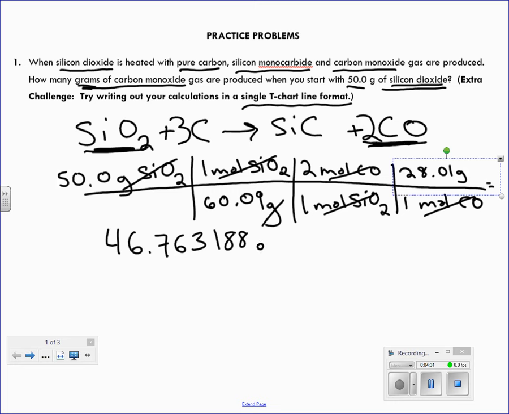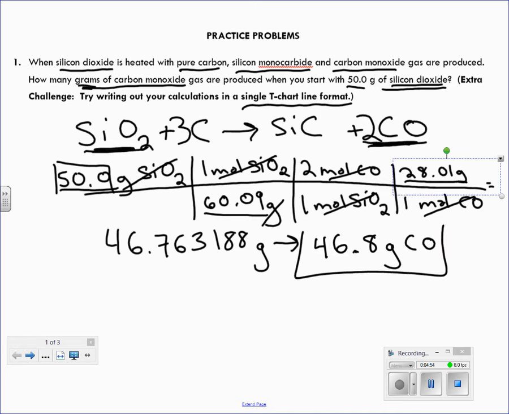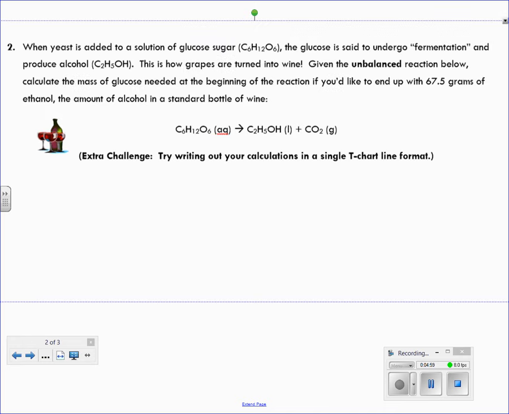46.763188 grams. How many sig figs can I keep? If I look at all the numbers, remember my mole numbers here do not contribute to my sig figs. So I'm looking at 50.0, 60.09, and 28.01. Looks like 50.0 has the fewest number of sig figs with 3, which means I can have 46.8 grams of carbon monoxide. All right, 1 up, next one. There we go.